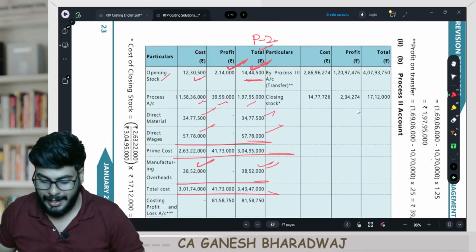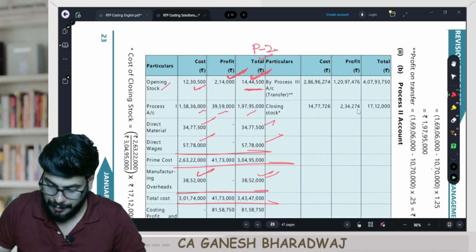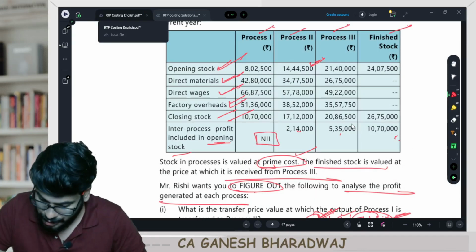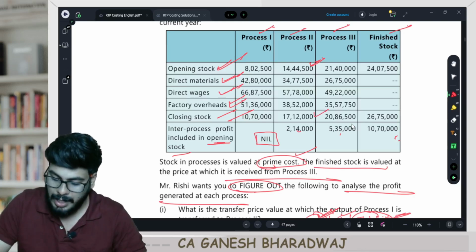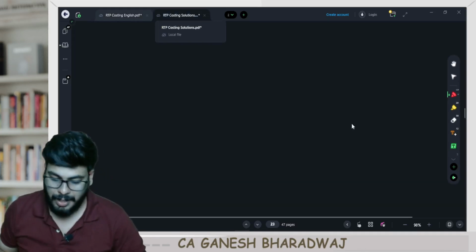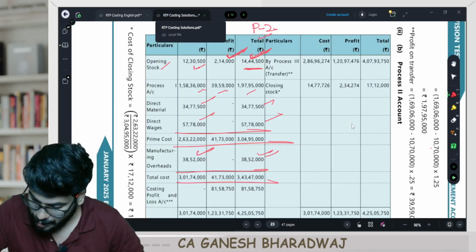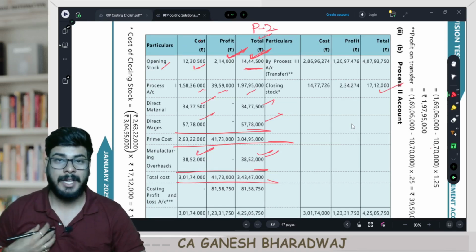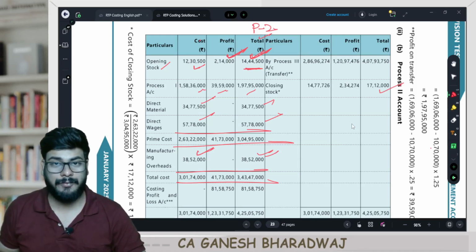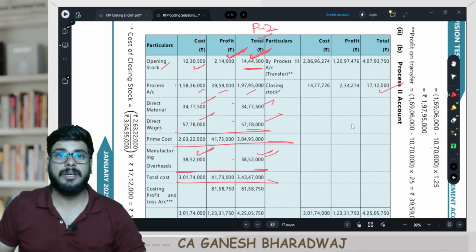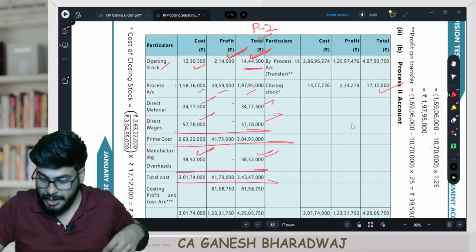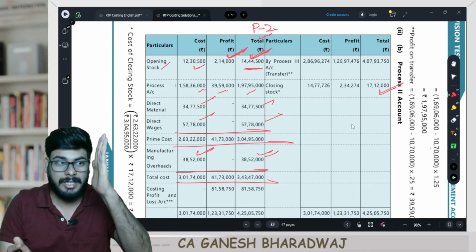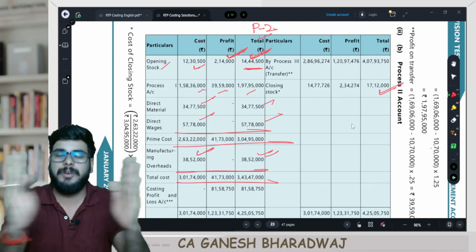Now, what is the other data given? In the question, they have given us the closing stock in process 2. How much is that? It is 17,12,000. So now you can also arrive at this figure. 17,12,000 is the total value of closing stock, right? So this is ideally the cost from the perspective of that process. But the company wants to know inside the 17,12,000 how much is the internal profit, that is, it wants to know the cost and the profit breakup inside it.